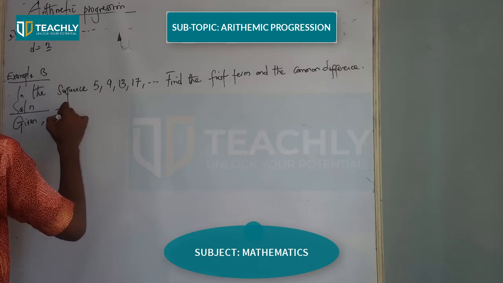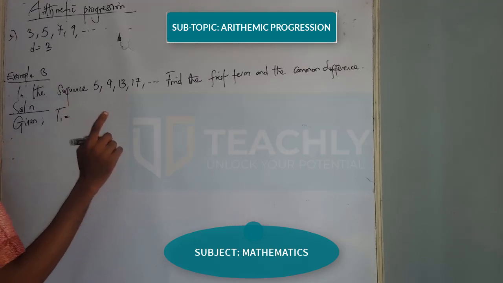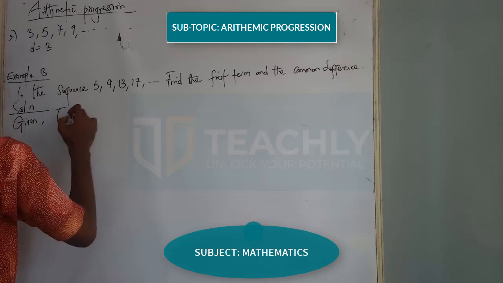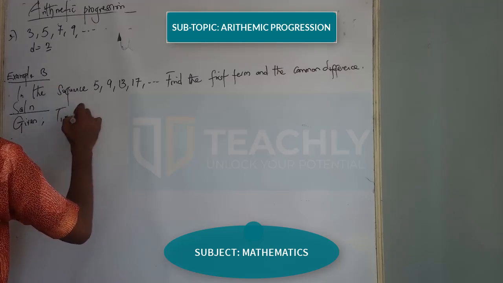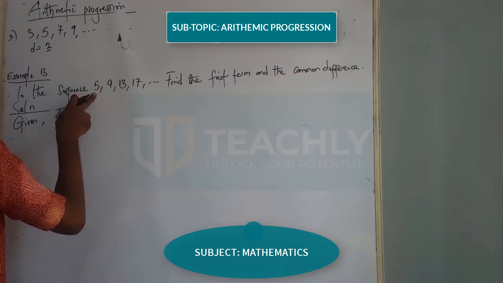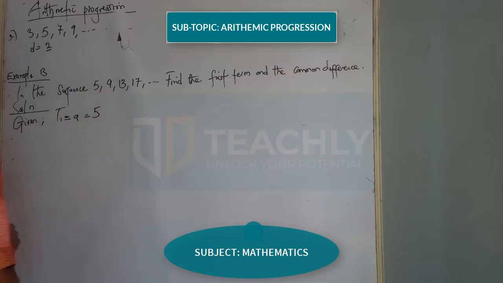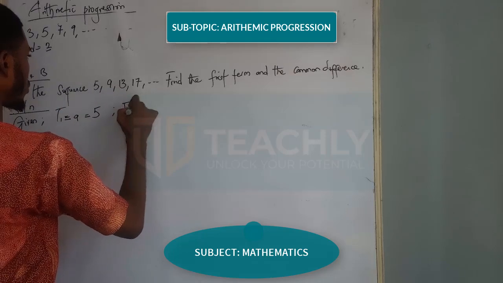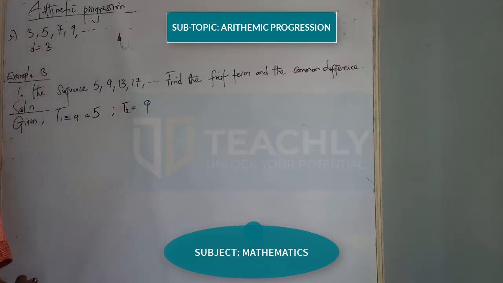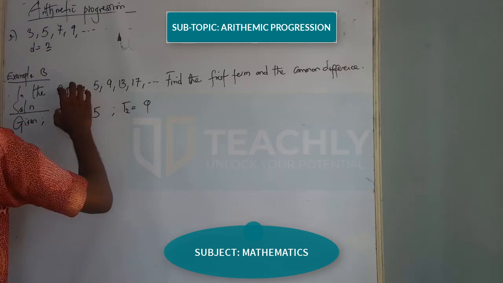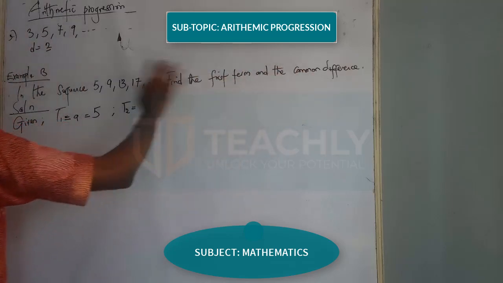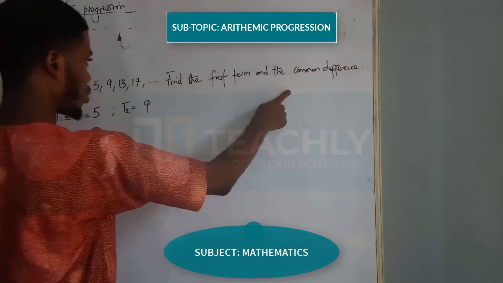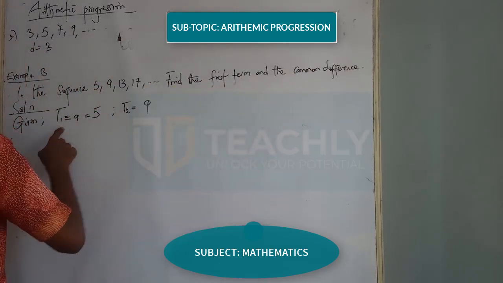And don't forget that the first term is also noted as A. So I said the first term is the same as A, and in our equation here it is given as 5, right? Now we have our second term to be T2, and that is 9. You don't have to bother about writing all the data you're given. Just understand that there must be a common difference in your question. So we have the first term here, we have the second term here.